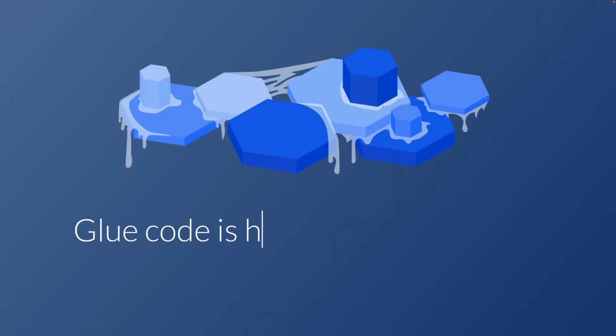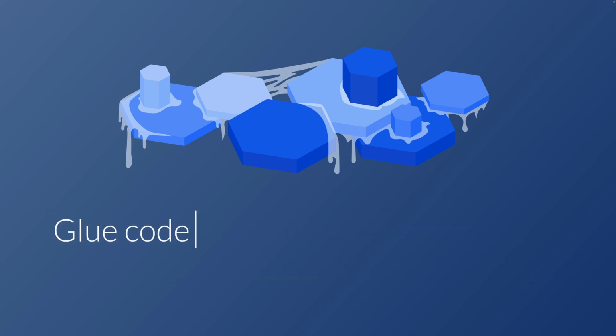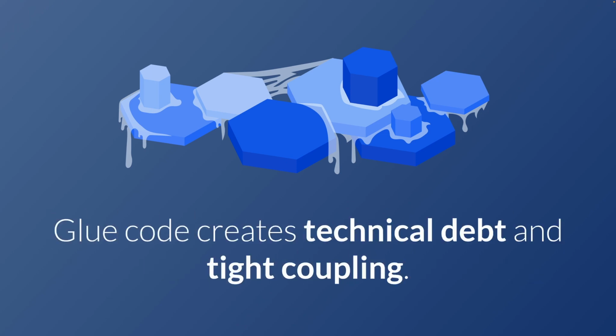And what if you have to go to Vimeo suddenly? What do you do with this code? You just toss it away? It kind of feels a bit icky to have this. So, glue code is highly defensive code which fetches data and cleanses it, right? And so glue code creates technical debt, and it tightly couples specific code to specific services.